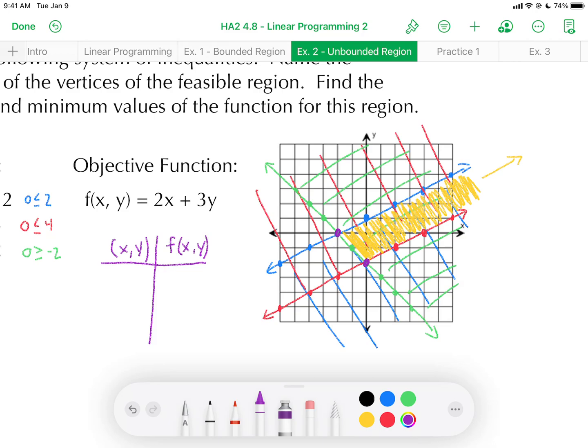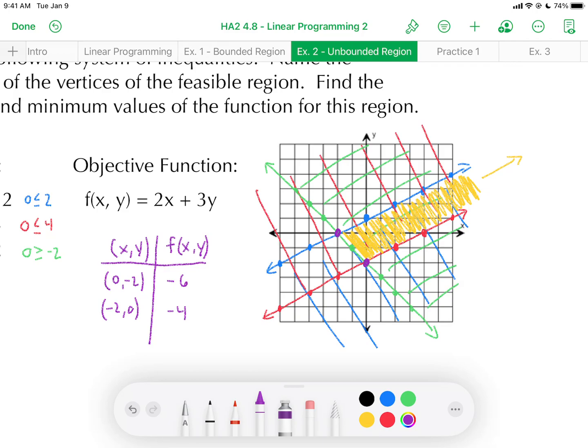Okay, so the points are 0, -2, and -2, 0. So f of 0, -2 is just going to lead you to -6, and f of -2, 0 is going to lead you to -4. Okay, and we're trying to do the same thing as the last problem. We're trying to find a max value and a min value, right? So there's only 2 points here, so it stands to reason that the smaller value out of the 2 should be my minimum, and then the other one should be my max, right?